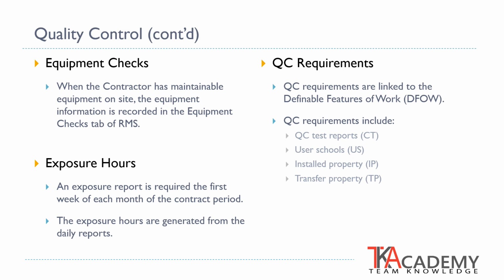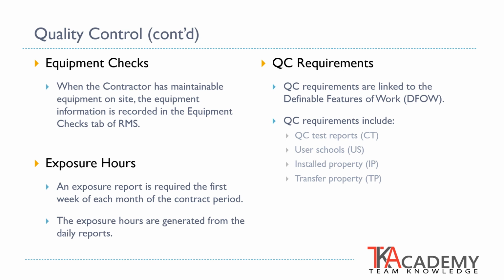User schools are training or instruction that is required to be given to the customer on equipment and systems that are installed. Training is common for HVAC systems and lighting controls. User schools are identified within RMS with the prefix US.